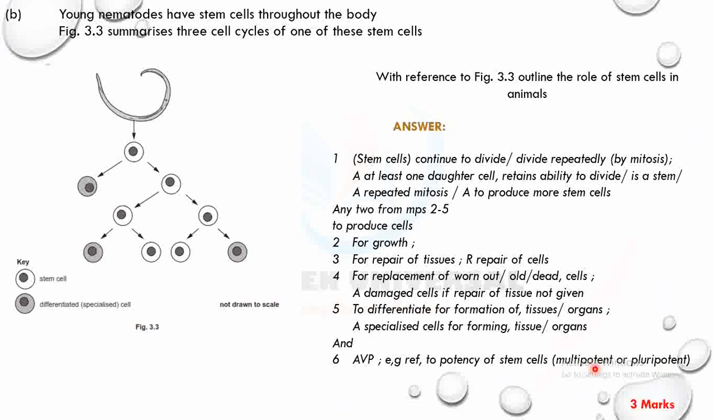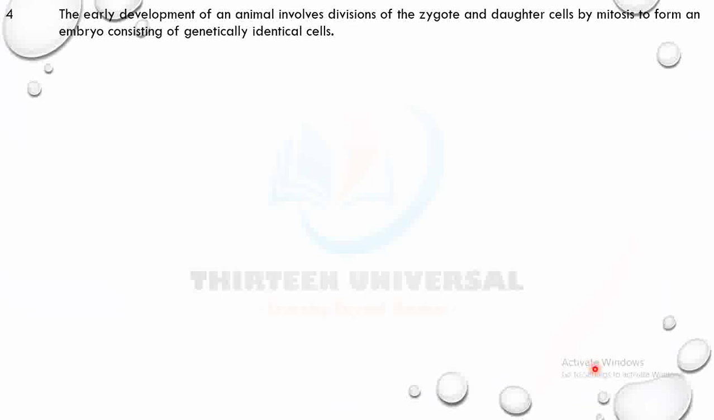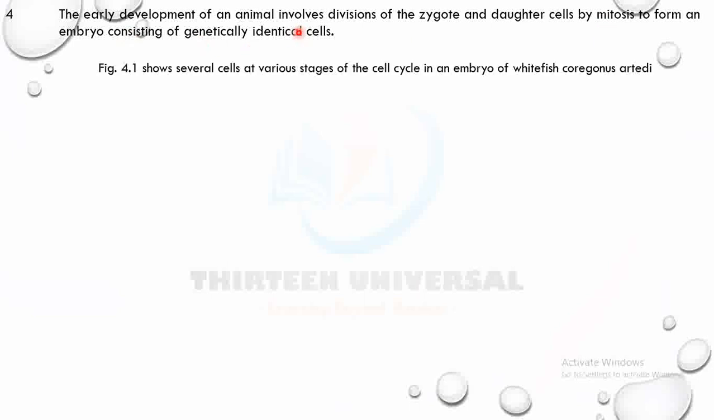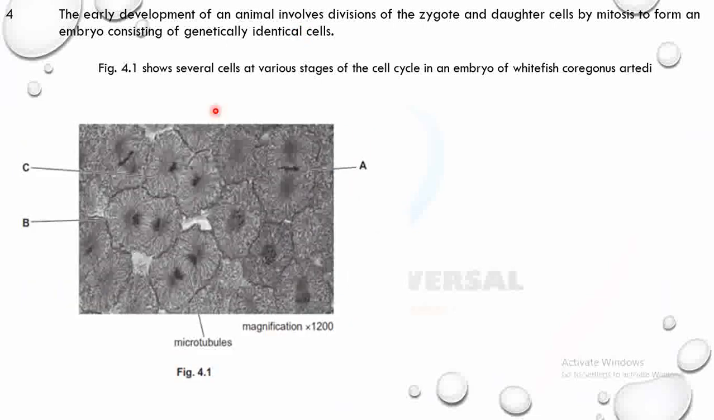Okay, 3 marks. Now the early development of an animal involves division of the zygote and daughter cells by mitosis to form an embryo consisting of genetically identical cells. Fig 4.1 shows several cells at various stages of the cell cycle in an embryo of the whitefish Coregonus artedi. Okay, what stage is this? What stage are they? Microtubules. Name the stage of mitosis in cell A and in cell B.